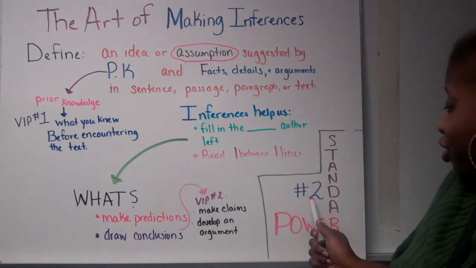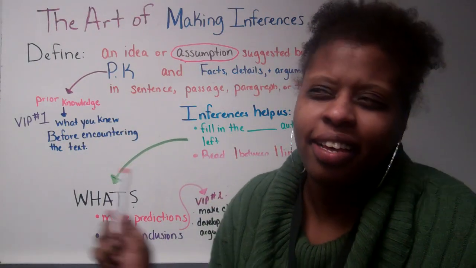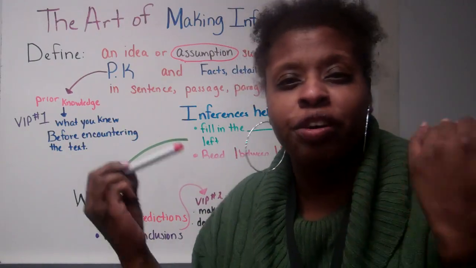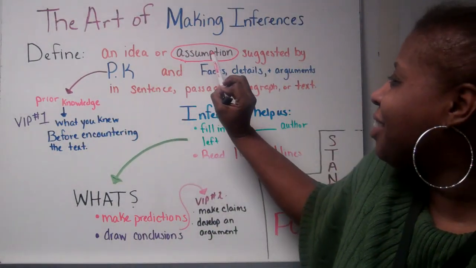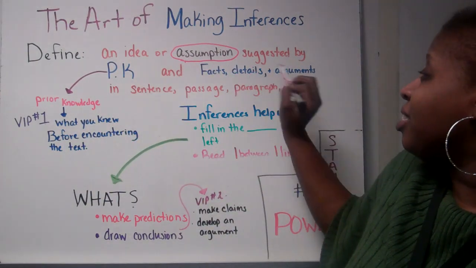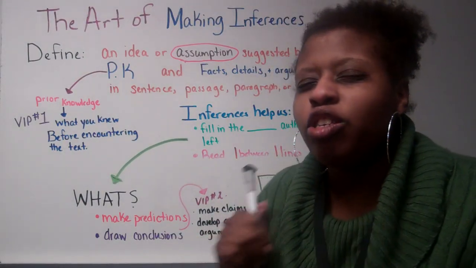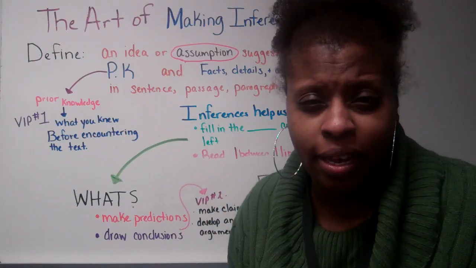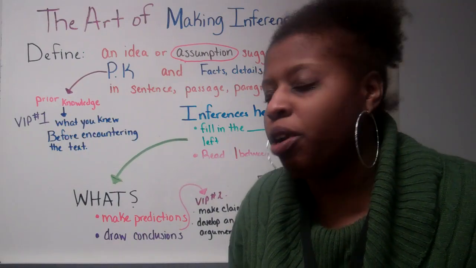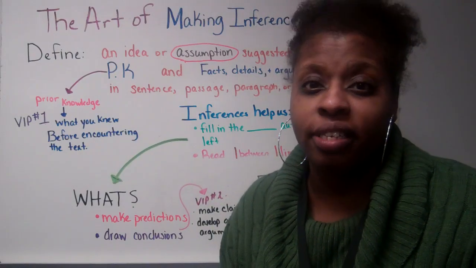Standard number 2, the art of making inferences. Say it with me now, inferences, which comes from the root word infer, which basically means an idea or assumption suggested by PK and facts, details, and arguments in a sentence, a passage, a paragraph, or a text. So let's talk about that PK. What is PK? PK stands for prior knowledge, which is our VIP number 1. Prior knowledge is what you knew before encountering the text.